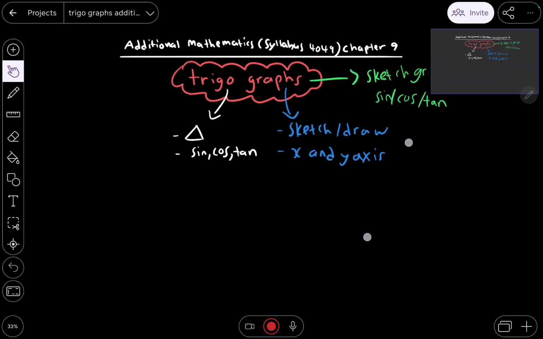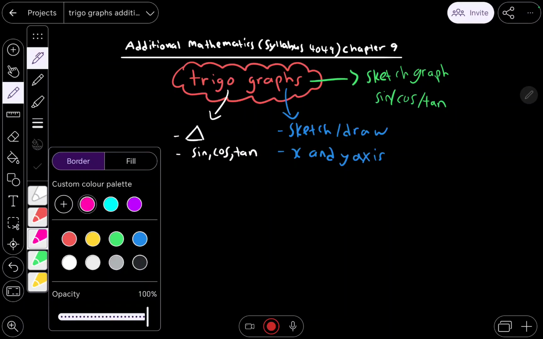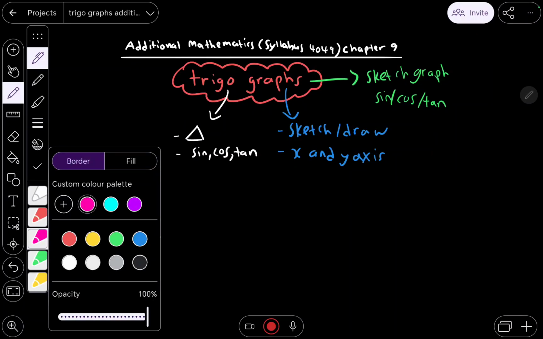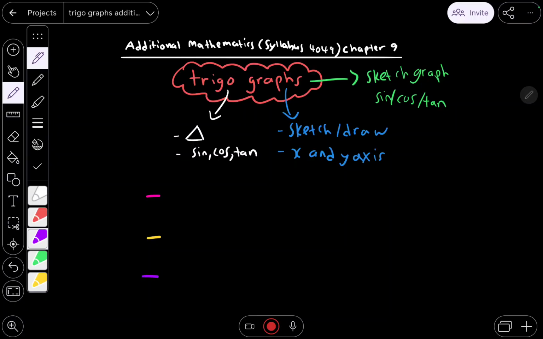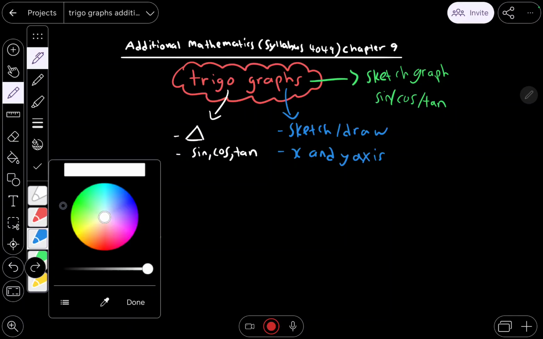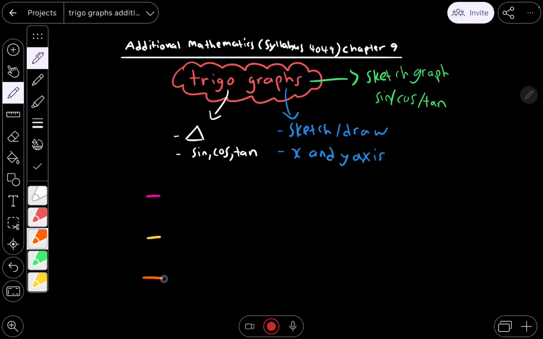In this subtopic and in the 4049 syllabus, you will learn three different kinds of graphs, and you have to know them. So I will color code them. One will be in pink, another one in yellow, and then should we do purple? Let me test it out. Now I think purple is a bit confusing. Let's do blue. But I have blue here already. How about orange? I guess it's different shades.